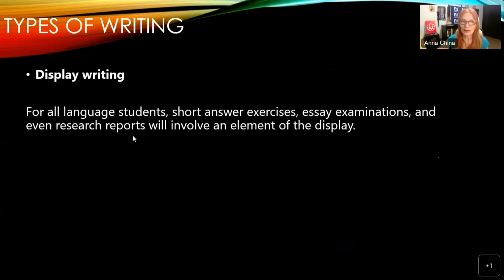Display writing. Now, this type of activity or writing you can use with all levels. And usually they are for short answer exercises, essay examinations. So an essay, you can propose a smaller, a more extended essay, and even research reports. They involve an element of display. So display, it is to produce. That is the idea of display. It's to produce. So a research report, even a beginner can do a research report in bullet points. So that could be a beginning of introducing them to the genre.